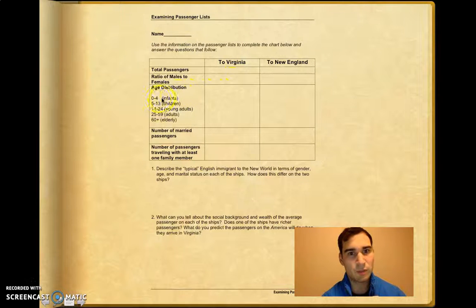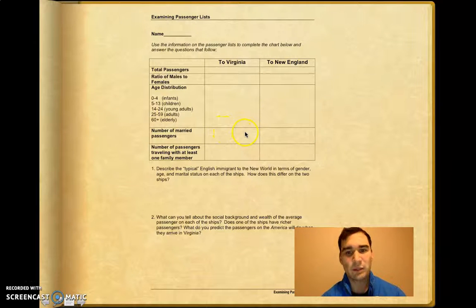Age distribution. So tally up how many people are in the 0 to 4 group, how many people are in the 5 to 13, and so forth. You might want to add a line or two here to make it a little easier, but if you just write infants, children, young adults, elderly next to your number, that will help keep it organized.